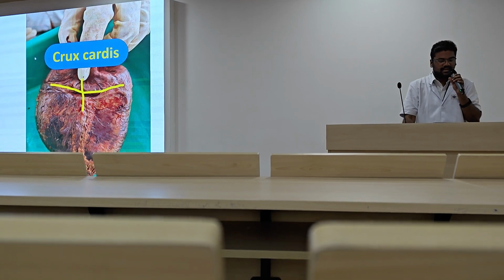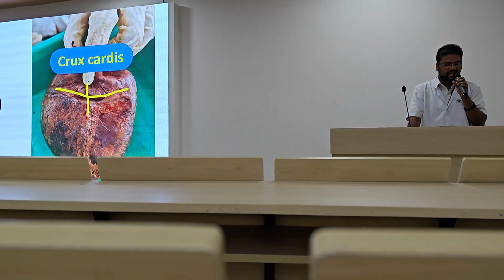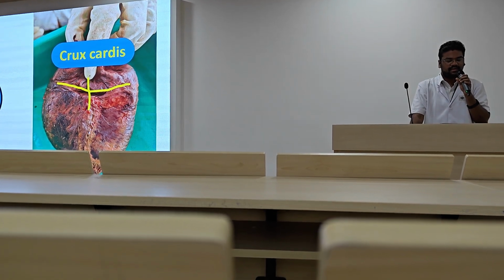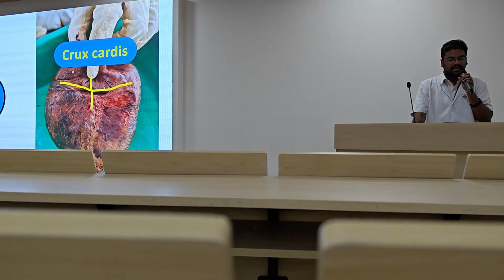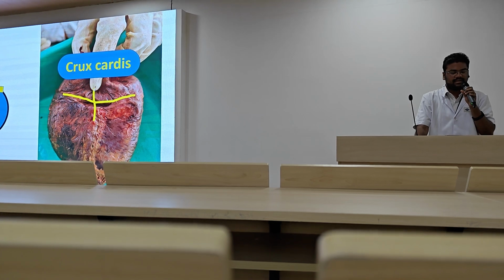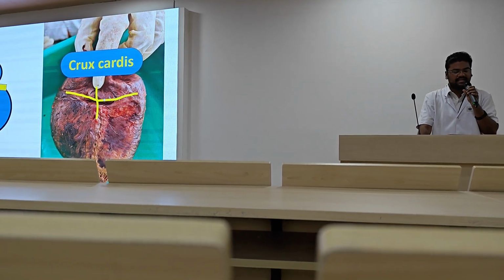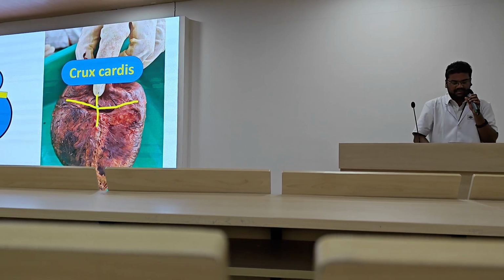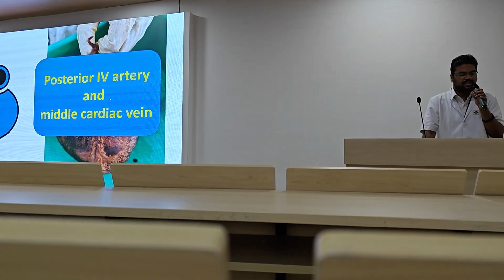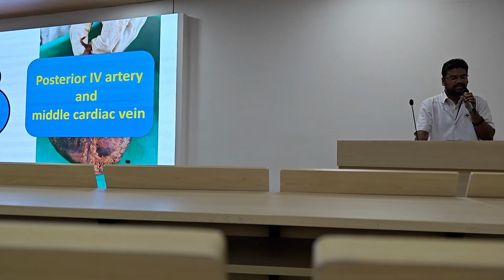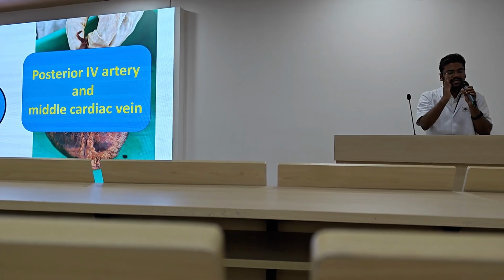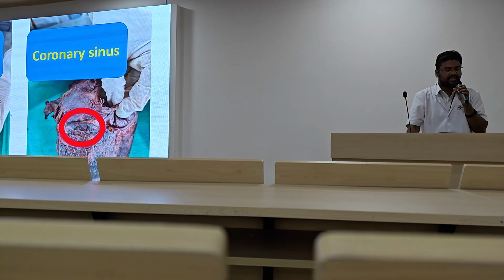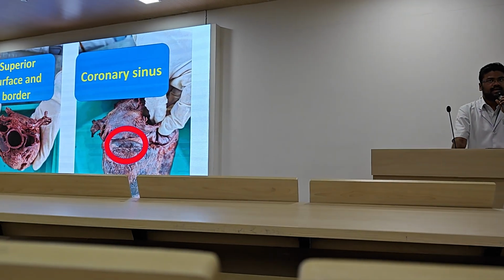Coincidentally, all of this forms a small cross-like arrangement. The posterior interventricular sulcus, the interatrial sulcus, and the posterior atrioventricular sulcus form a cross, known as the crux cordis. Crux means cross, cordis is heart. And finally, we put the posterior interventricular artery over here, which is in the posterior interventricular sulcus, and the middle cardiac vein.